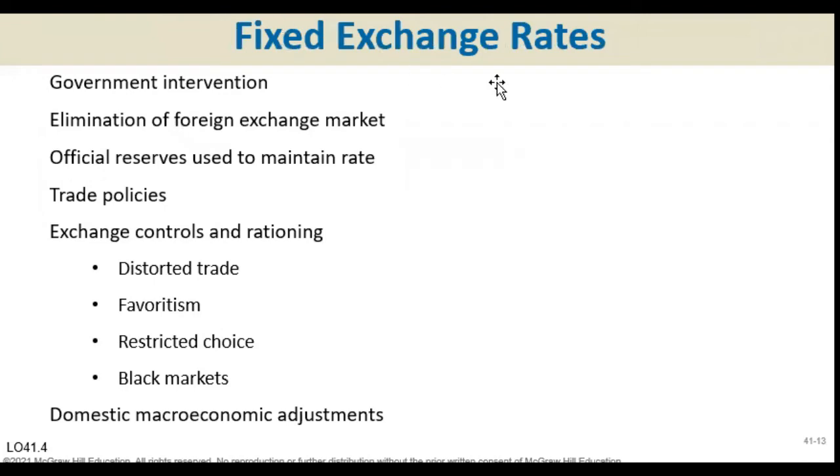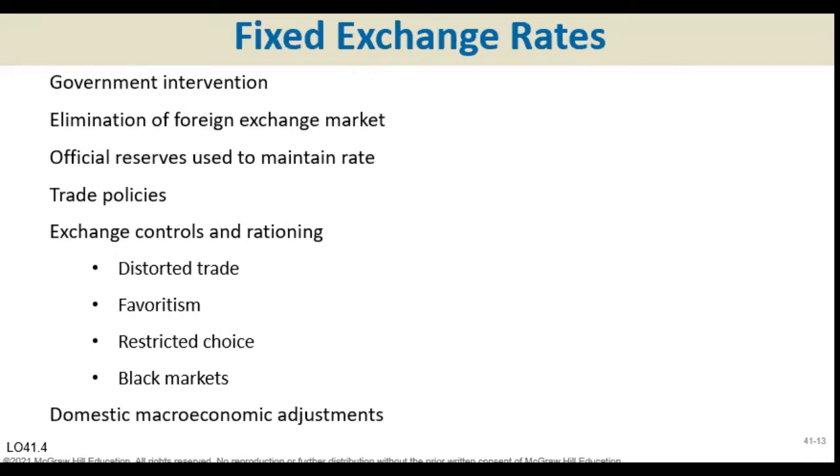So now let's view the fixed exchange rate. Some nations use a fixed or peg exchange rate to try to avoid the challenges that a flexible exchange rate poses. To avoid the challenges caused by a flexible exchange rate, some nations adopt a fixed or pegged rate, China, for instance.